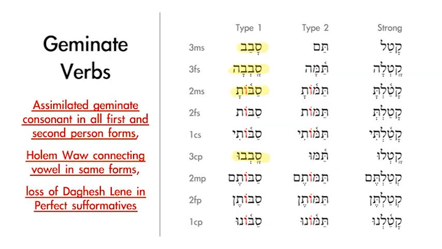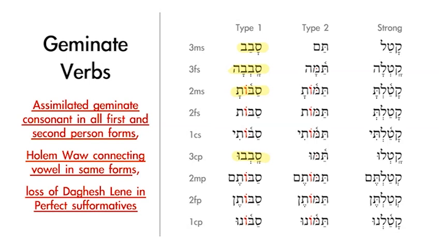Additionally, between the geminate consonant with dagesh forte and the perfect supportive, there has been added a holem while connecting vowel. This vowel precedes the perfect supportive, and therefore the dagesh lene has dropped out of those forms of the perfect supportive that take it, those with the tav. So this form looks quite unusual because of the dagesh forte and the geminate consonant, the holem while connecting vowel, and the loss of the dagesh lene.